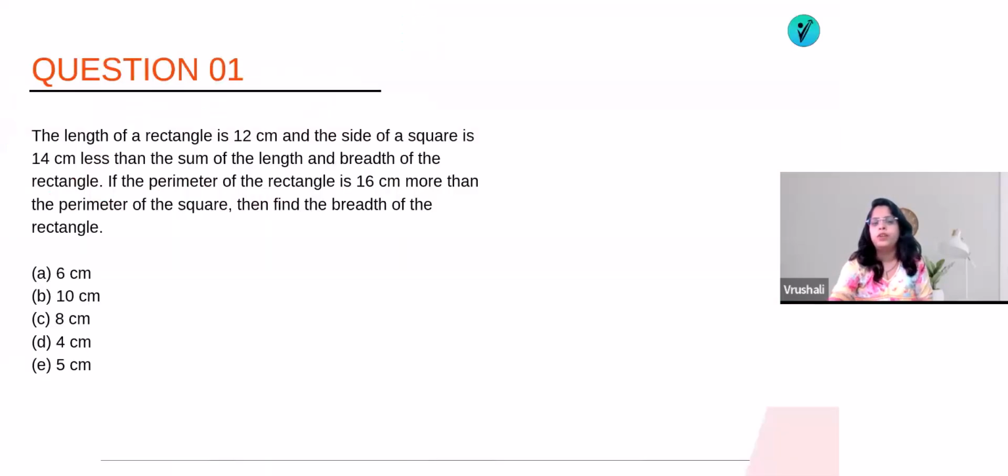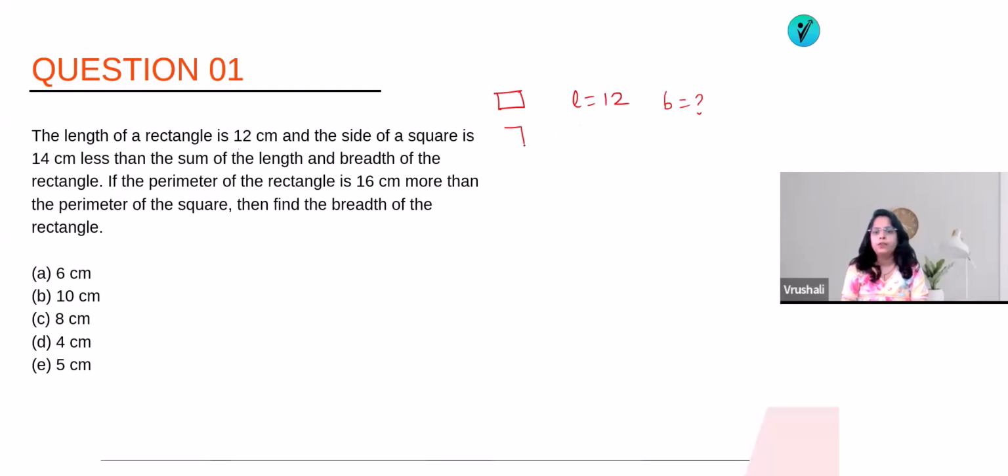Here is your question number 1 on the screen. Let's try to solve it. Let's read it. The length of a rectangle is 12 centimeter. The side of a square is 14 centimeter less than the sum of the length and breadth of the rectangle. The perimeter of the rectangle is 16 centimeter more than the perimeter of the square. Find out the breadth of the rectangle. We have to find out B.